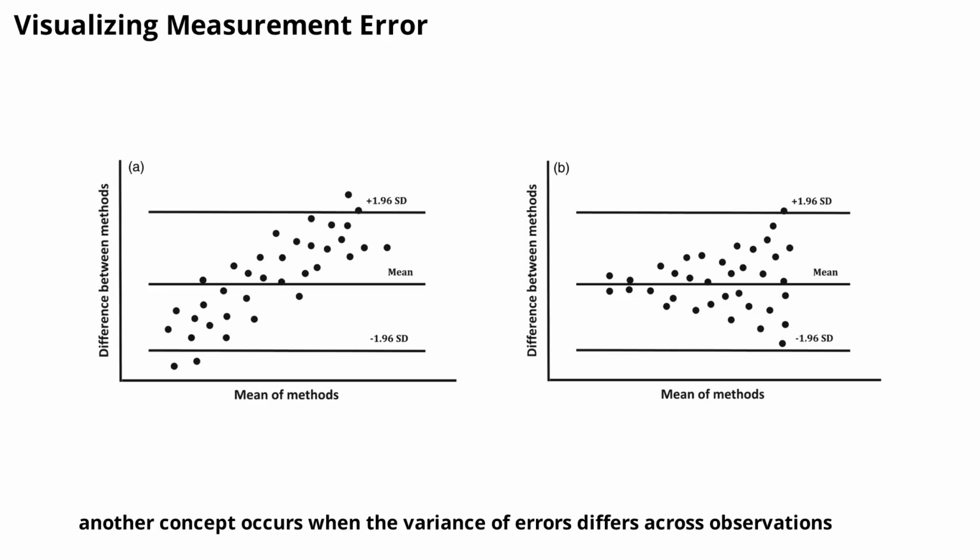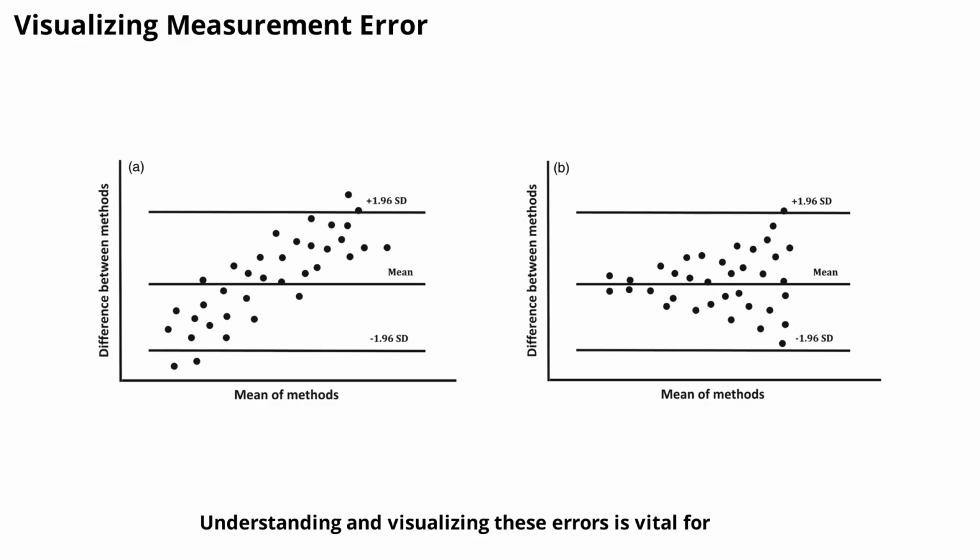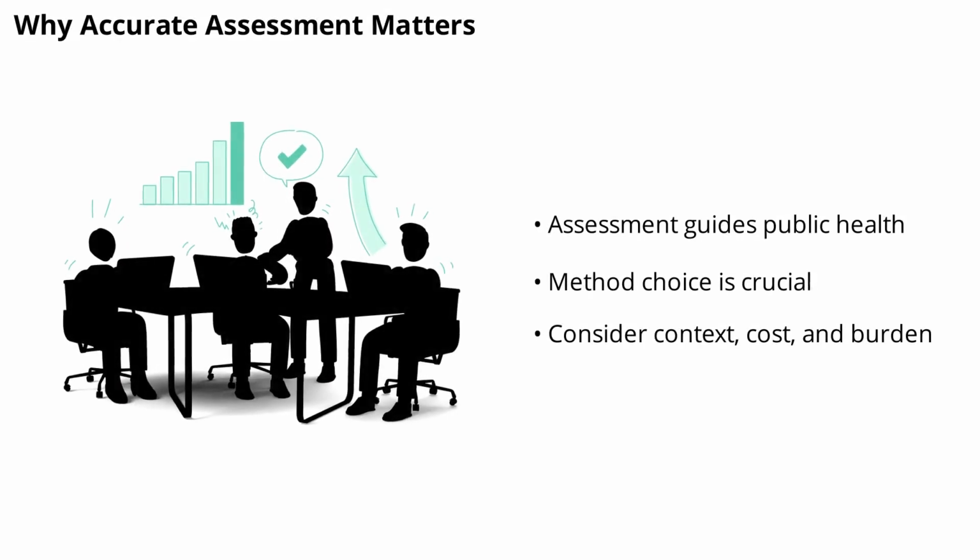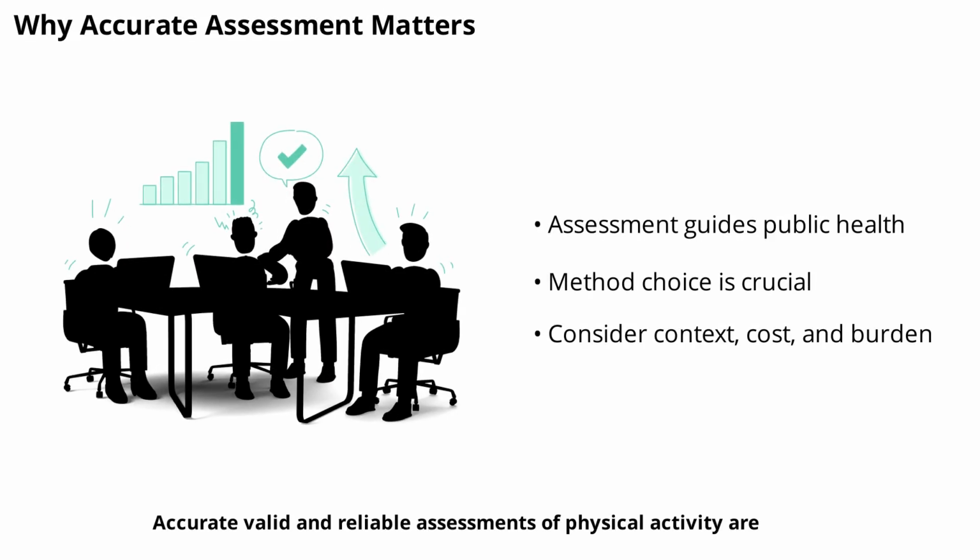Heteroscedasticity, another concept, occurs when the variance of errors differs across observations. Understanding and visualizing these errors is vital for improving the accuracy and reliability of physical activity assessments. Accurate, valid, and reliable assessments of physical activity are essential for documenting activity levels in populations, understanding links between activity and health, and evaluating interventions.